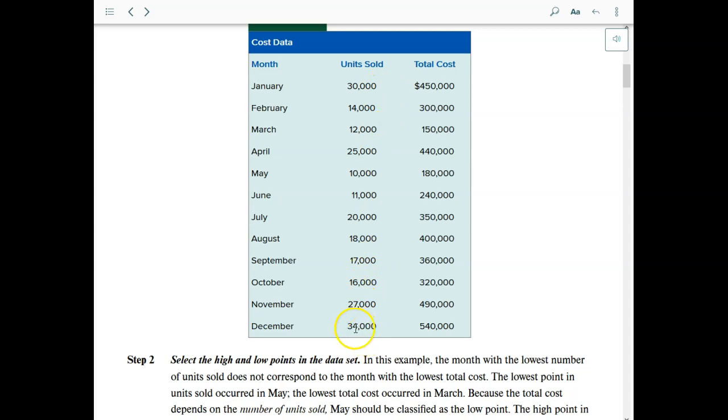So I'm looking for a high. Here's 34. Nothing's higher than 34. We're going to use 34,000 units and $540,000. That's the high point. The low point, I'm looking, there's 10, and 10's the lowest here in May. Use 10,000 units and $180,000. So use May's numbers, December's numbers for the high-low method. The highest, the lowest, ignore everything else. This is really a very simple way to divide variable and fixed cost.